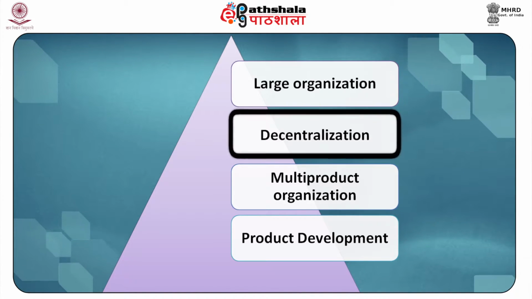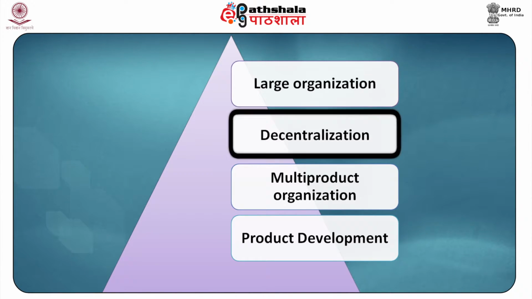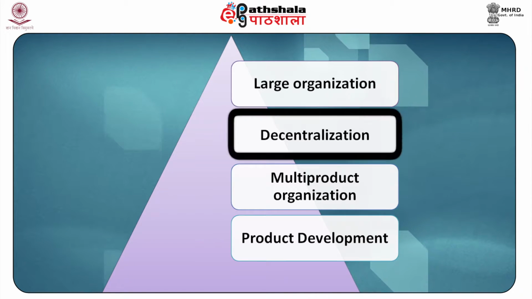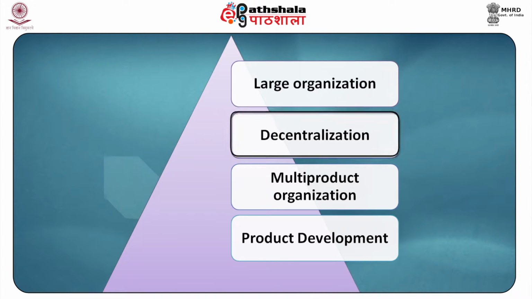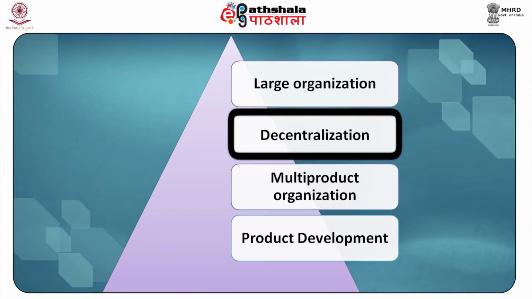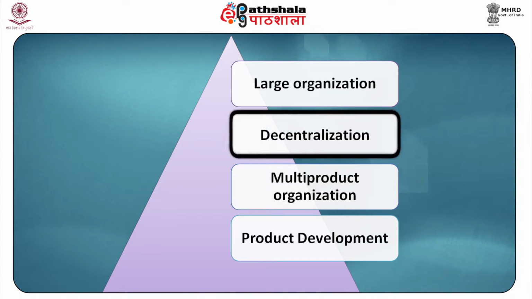The second characteristic of product structure is decentralization. Product structure facilitates decentralization. It brings a wide span of control at the top, which leads to a flat organization structure. Also, it frees and relieves the top management for the top management tasks.